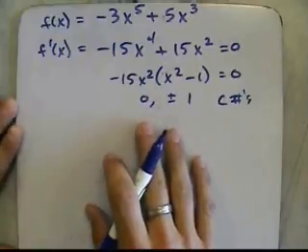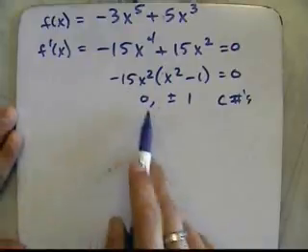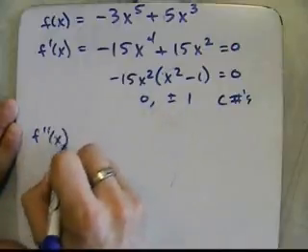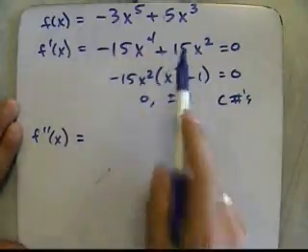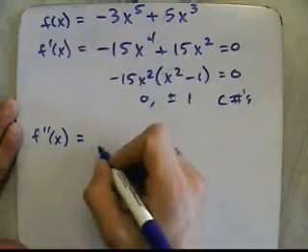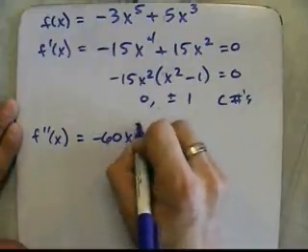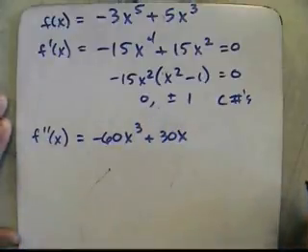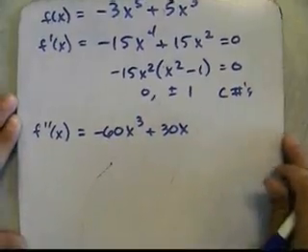Now I just want to do the second derivative test real quick to see which of those values would be a maximum or minimum. So if I can find the second derivative real fast, just take the second derivative of this equation right here. That would give me negative 60x to the third plus 30x.